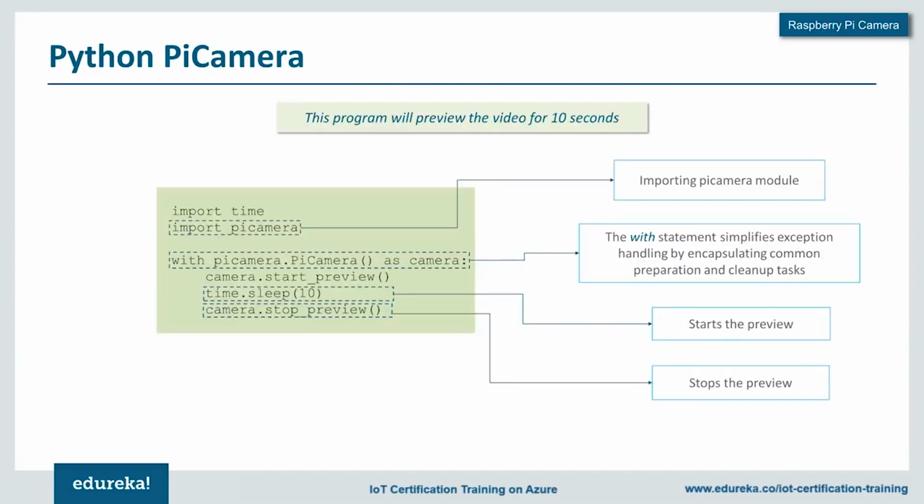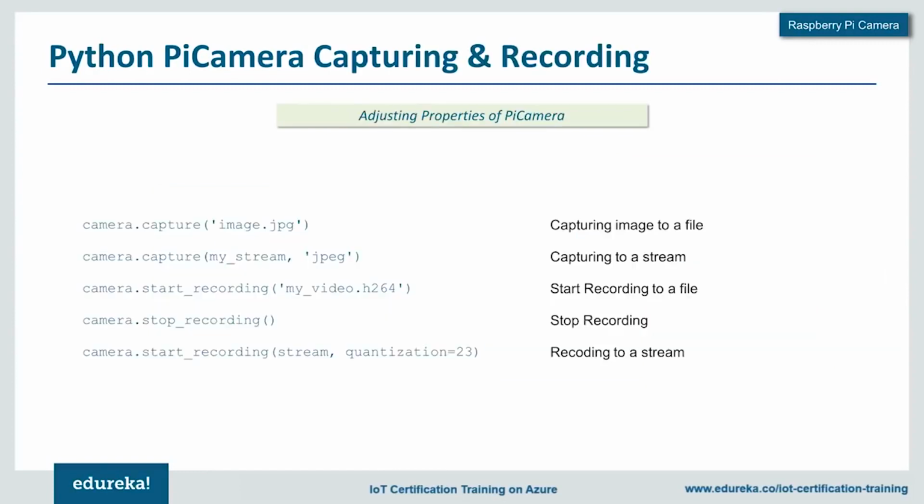Now, if I go back to my previous program here, I can also write camera.capture in order to capture the image between the 10 seconds. Or what I can also do is start recording at the same time. So I start a recording, let it wait for 10 seconds, and then I stop the recording as well. So these are different commands that you usually use together.